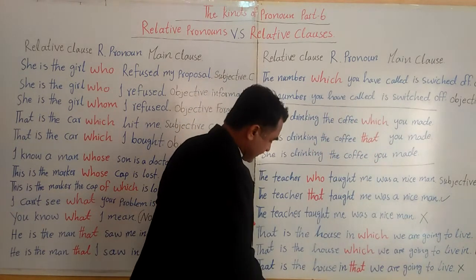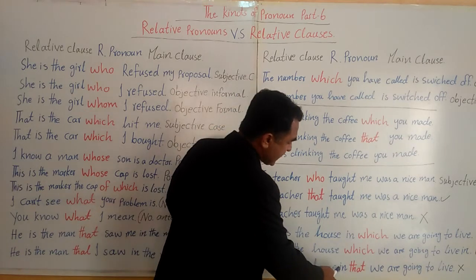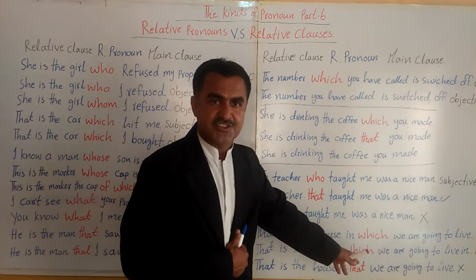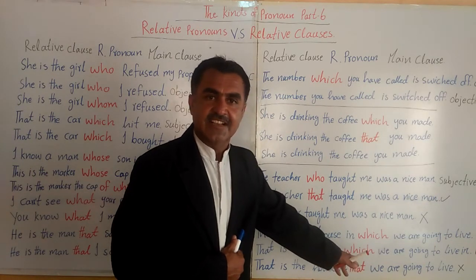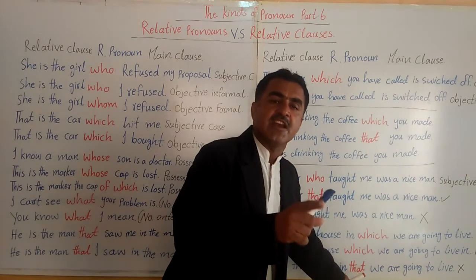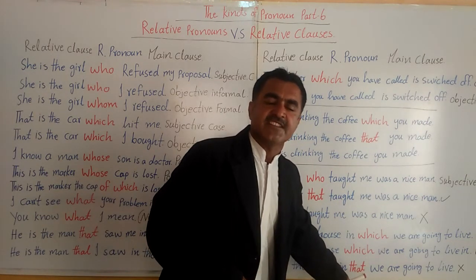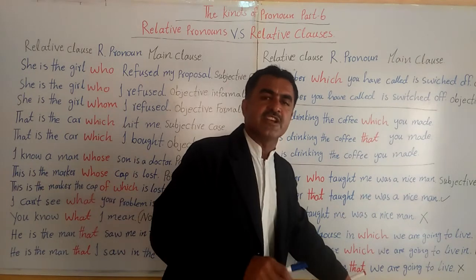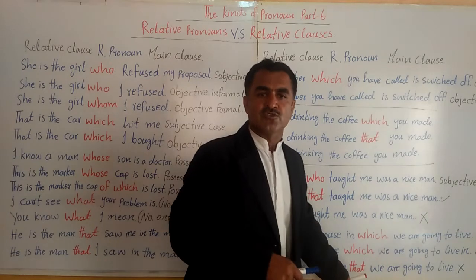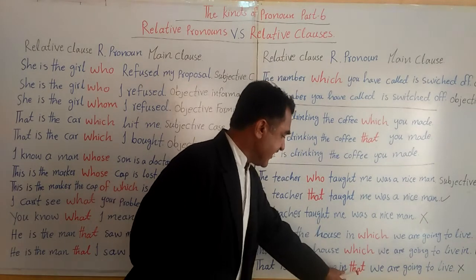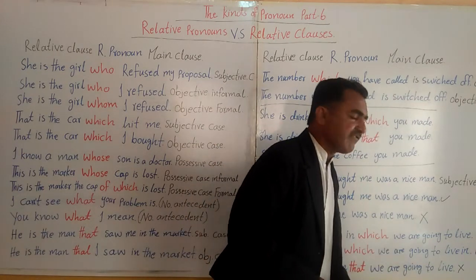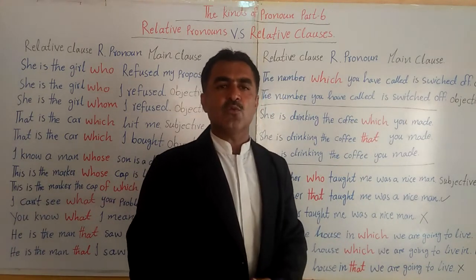That is the house in that. Now I have put a relative pronoun here, but that, not which. That's why this is incorrect. When a preposition comes before the relative pronoun, then you have to put the real, original relative pronoun, not that. That can, as I told you, be used in place of most of the pronouns. So that's why it is wrong. That is the house in that we are going to live. It is wrong, okay. Why?